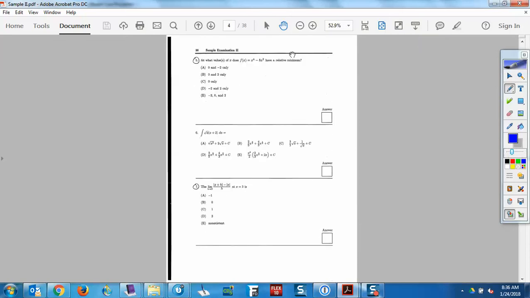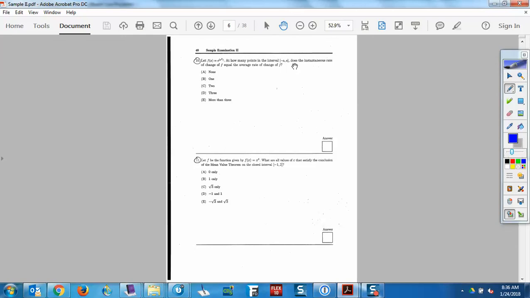On 5, what's a relative minimum? Local minimum, right? Another word for local. Relative min, local. Okay?